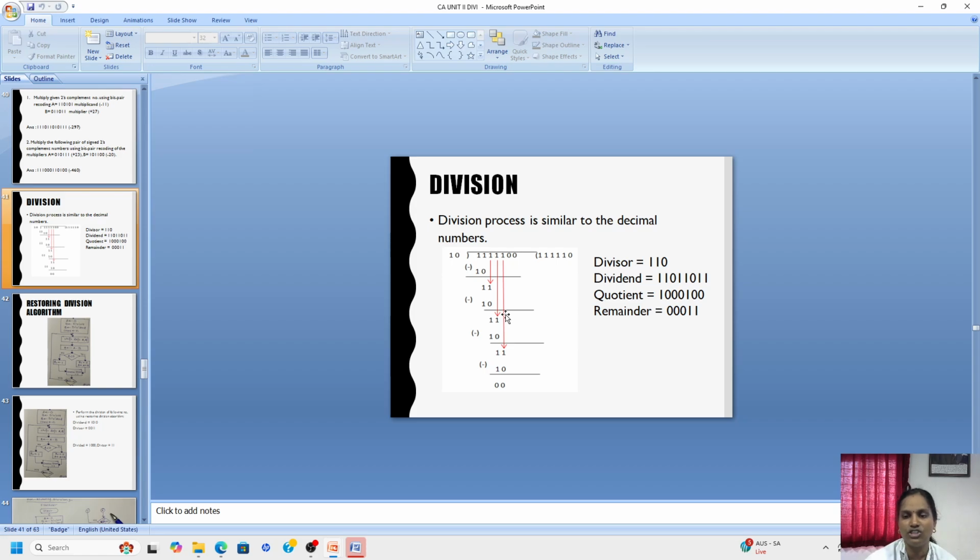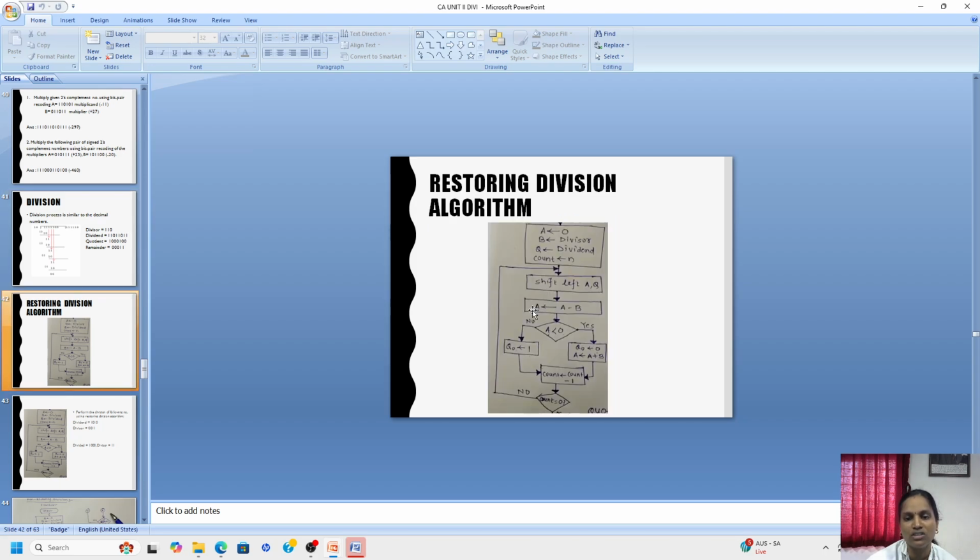The final one is division. You first need the dividend and divisor values. This is a normal division process, or you may follow the flowchart. First of all, you set the A value to 0, B is your divisor, Q is the dividend, and count is the number of bits present in both dividend and divisor.